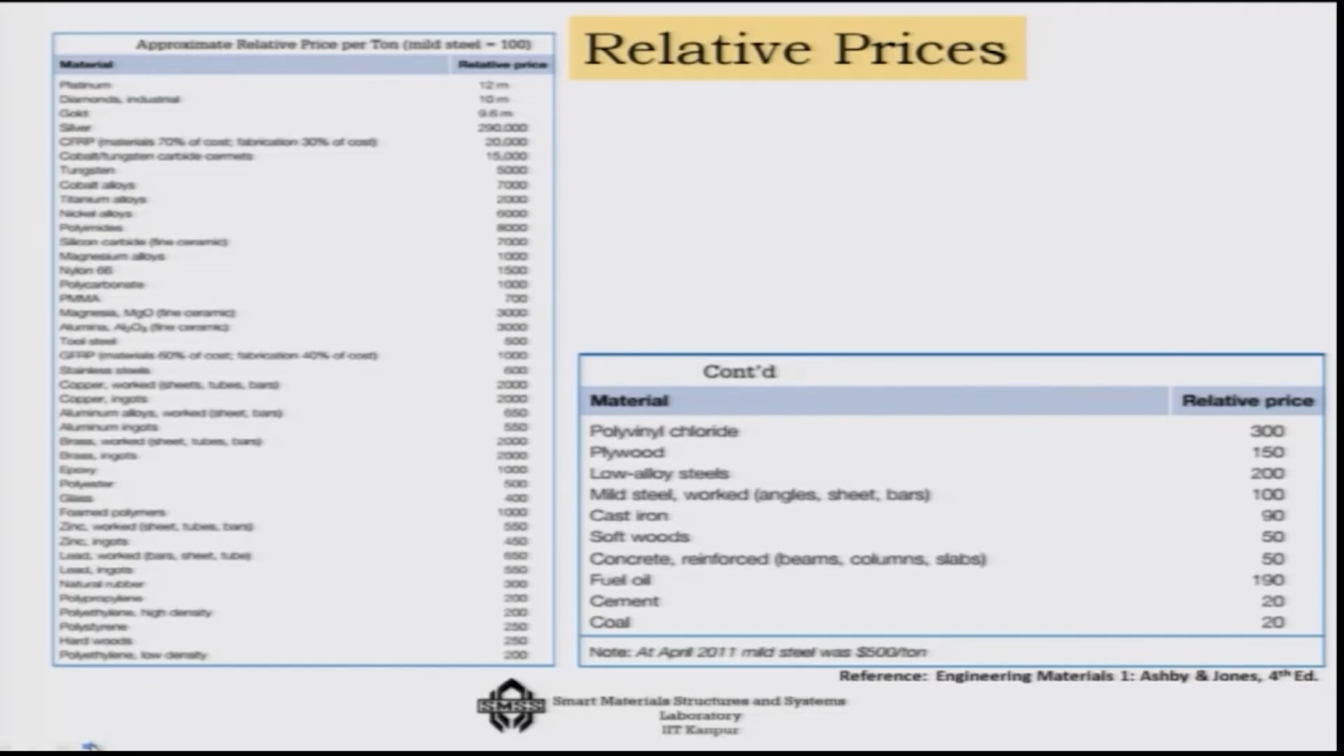So, if you look into the relative prices of a system, you would see that diamond, platinum, gold, silver, these are all very expensive, right. So, till this point we are at the very expensive level of the property set. So, naturally you cannot use them unless you have a very compelling situation of using such material.